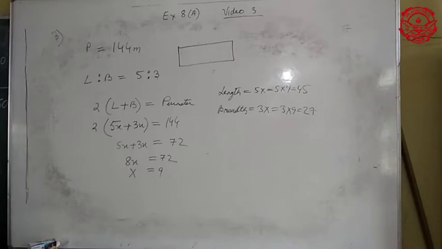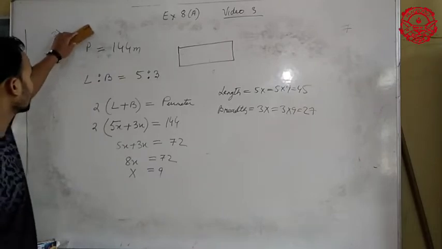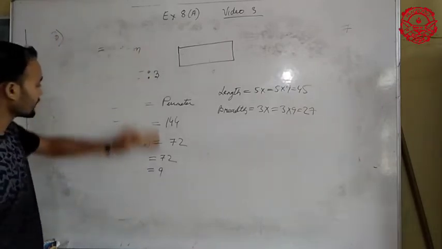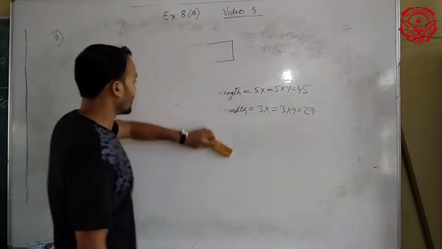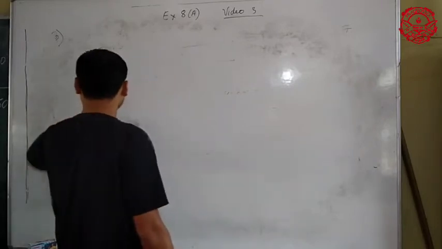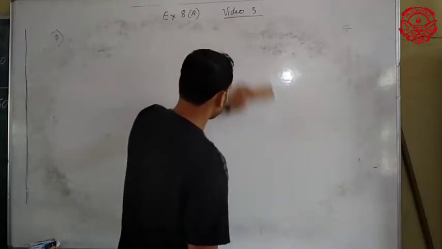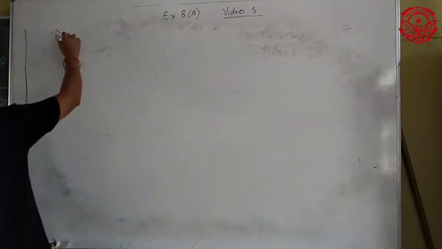Question number 5 is we need to divide the total amount in the given ratio. We have to follow that ratio and calculate the amount of money received by each person.